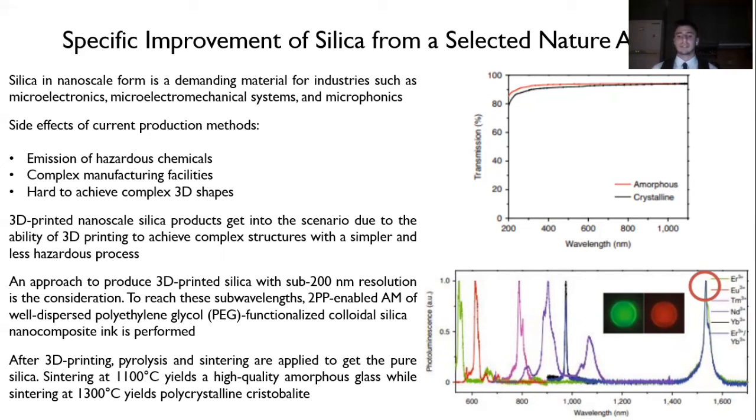So it's seen the structure displays strong photoluminescence among the desired wavelengths. Especially the photoluminescence behavior of Er3+ at 1.55 micrometers makes the structure suitable to be used for optical telecommunication applications. So it can be concluded that final 2PP printed structures display good optical properties, and 3D printing can be used as the manufacturing method of silica products in the future.